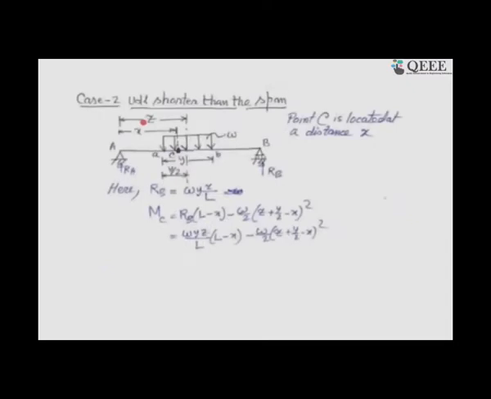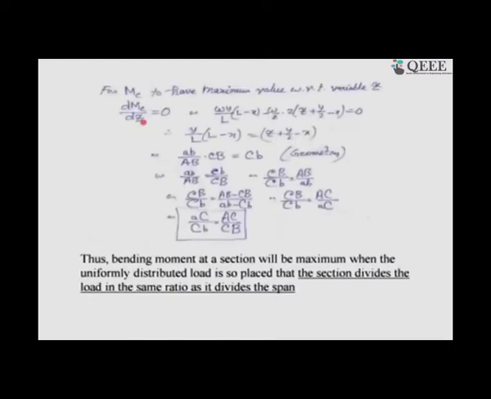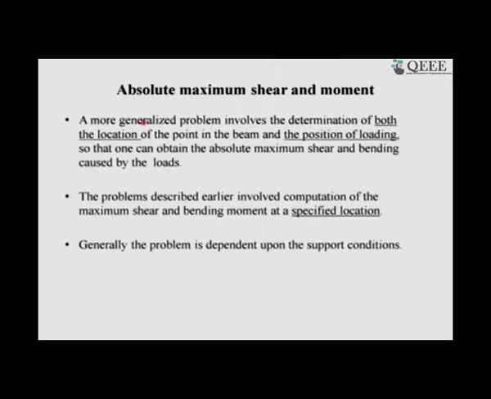It is the case of a longer bridge with a shorter vehicle, like a truck, moving onto the bridge, and we are examining what the effect is. Let us see the conclusion once again. Please stick to this: bending moment at a section will be maximum when the uniformly distributed load is so placed that the section divides the load in the same ratio as it divides the span. Please remember this and you can solve a lot of problems for statically determinate bridges.